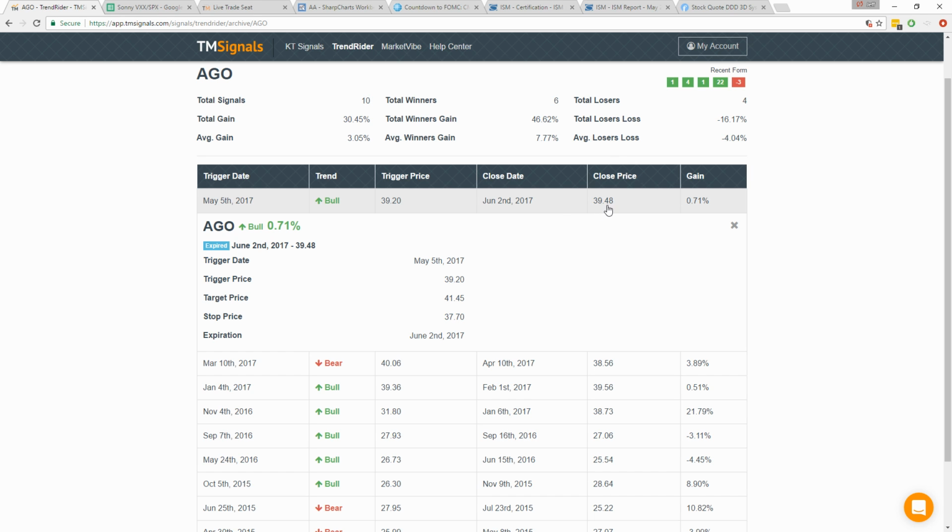It was adjusted a few times, and it closed on June 2nd. It had a gain and then pulled back and never hit its price target, so it hit its expiration time period and closed out on June 2nd. Yes, it made 0.71%, but I promise you that any call option you would have bought on AGO lost money, even though the stock made money. Any call option that was purchased lost money here, even though the stock went up.